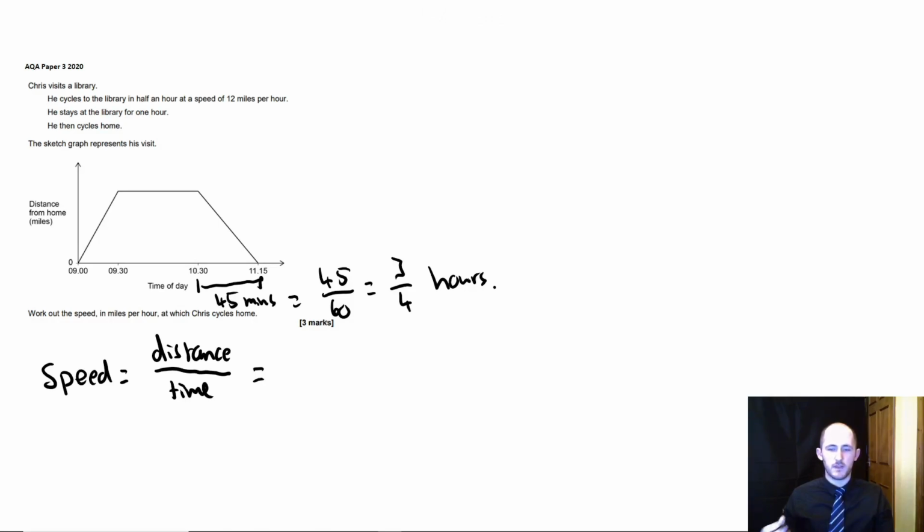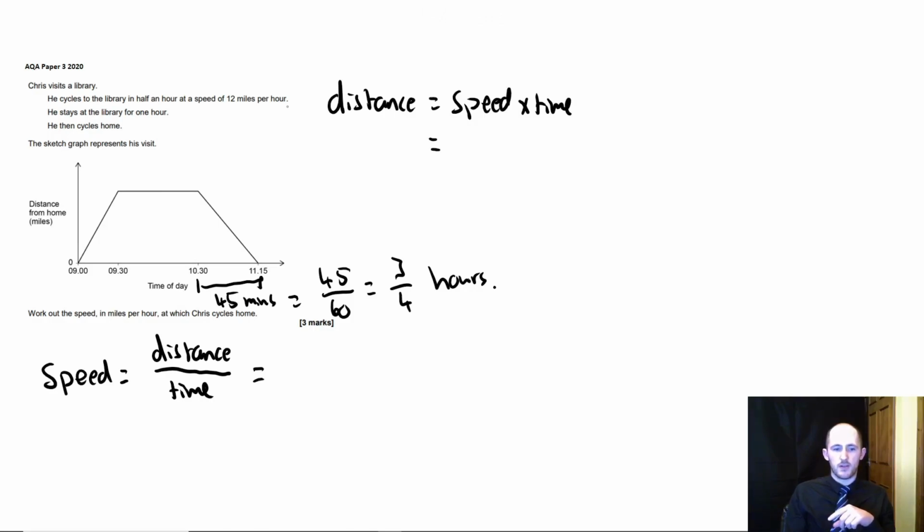So far, so good? What about the distance? Well, I don't have it, right? It doesn't tell me what the distance is. Okay, does it tell me anything useful? Well, if I look at the first part, it says he cycles in half an hour at a speed of 12 miles per hour, not quite 9 miles. So in half an hour, 12 miles per hour. So again, we have speed as distance over time. So distance equals speed times time.